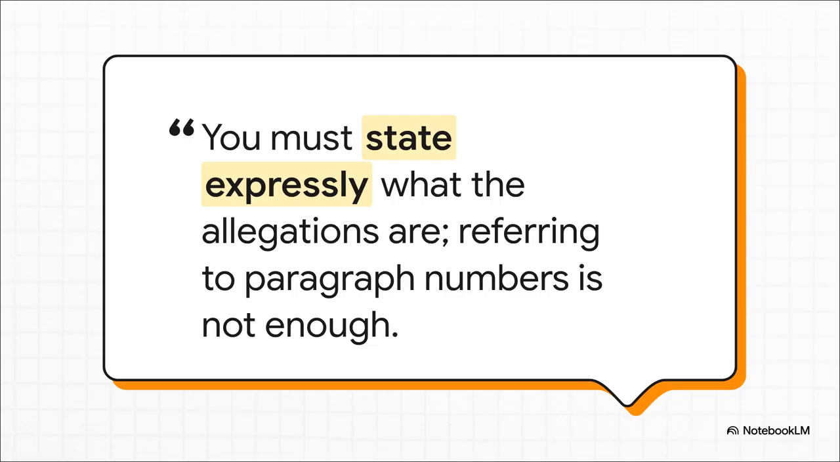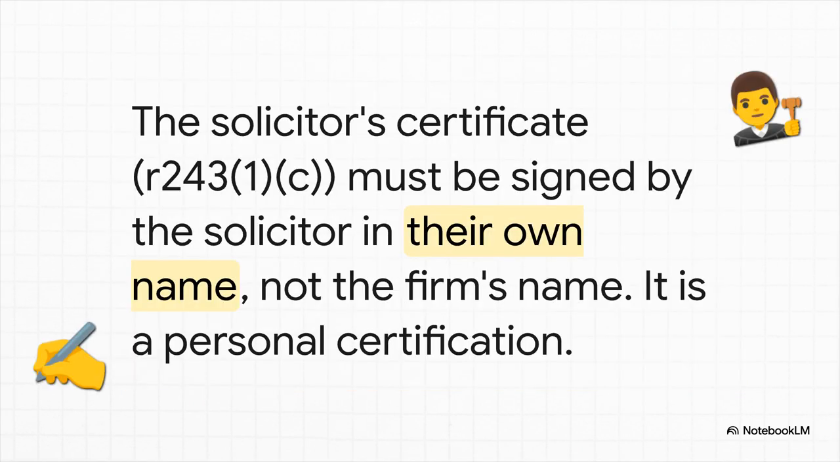And here we go. This is absolute exam gold from the case of Deeprav v. Hanna. Pay very close attention to Rule 243 1b. You cannot just say, see paragraph 12 of the statement of claim. You have to spell out the allegation right there in the notice itself. Why? Because you can't burden the non-party with the job of digging through your pleadings. That's your job.